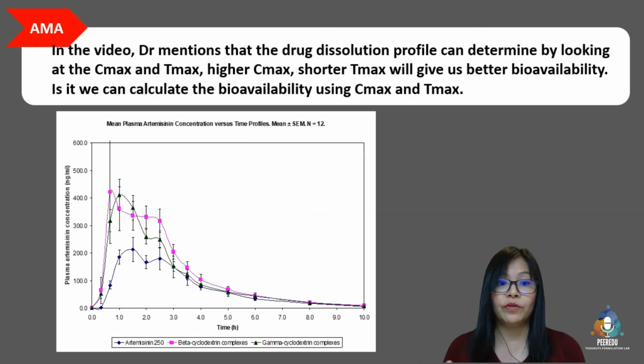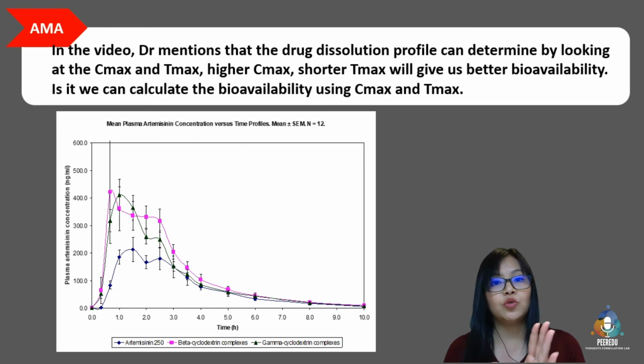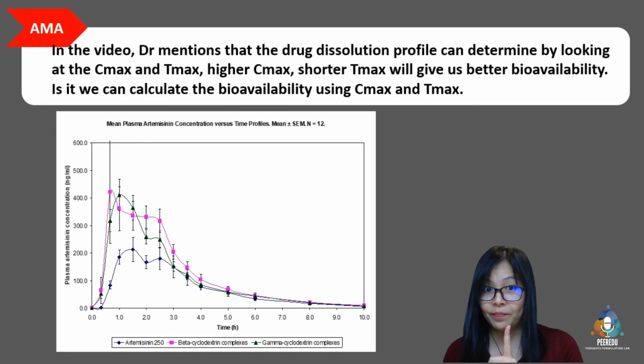All right, let's look at this next question. Similar to the previous question, in the video the doctor mentioned that drug dissolution profile can be determined by looking at the Cmax and Tmax, and a shorter Tmax will give us better bioavailability. Can we calculate the bioavailability using Cmax and Tmax? By now I believe that you know how to calculate the bioavailability or pharmacokinetic parameters Cmax and Tmax using whatever Prof Yuen has taught you before.